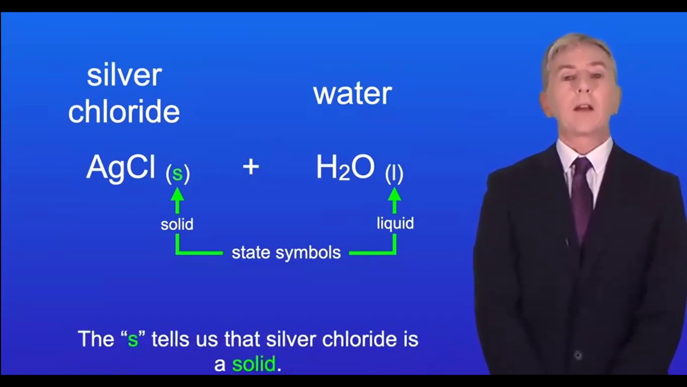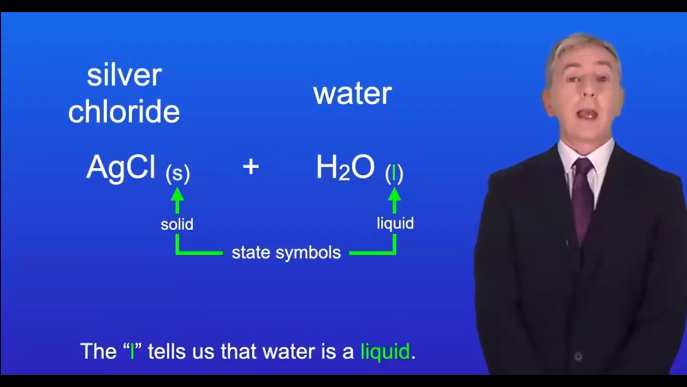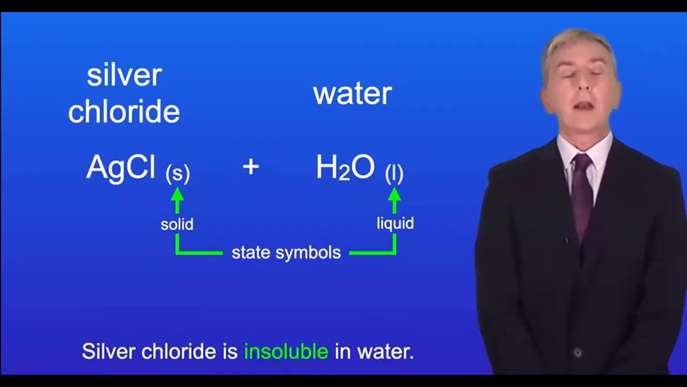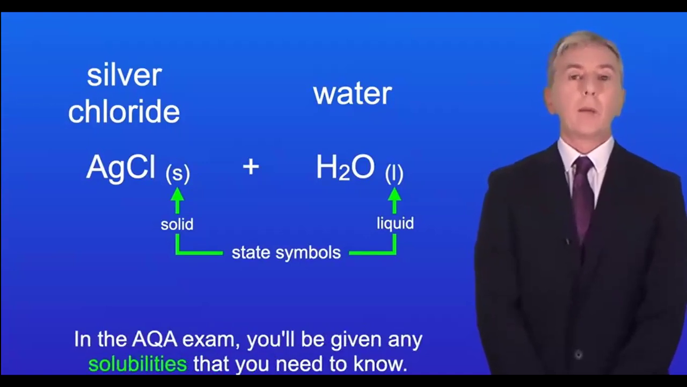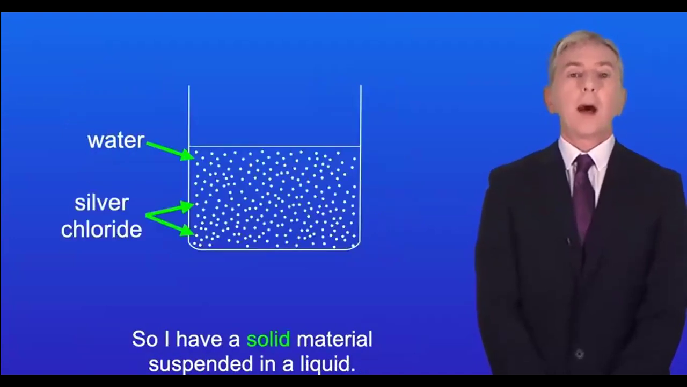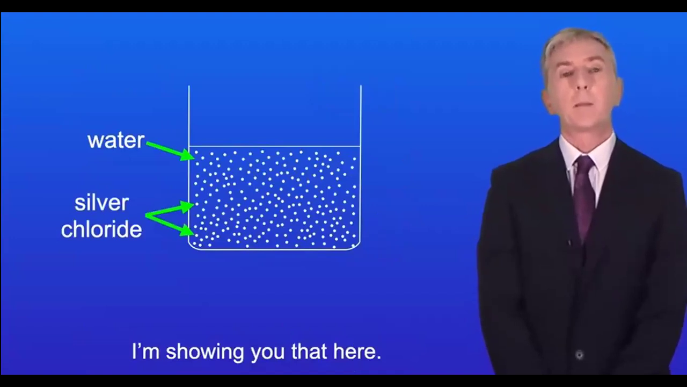The S tells us that silver chloride is a solid, and the L tells us that water is a liquid. Now, silver chloride is insoluble in water. In other words, silver chloride will not dissolve in water. And in the AQA exam, you'll be given any solubilities that you need to know. So I have a solid material suspended in a liquid, and I'm showing you that here.